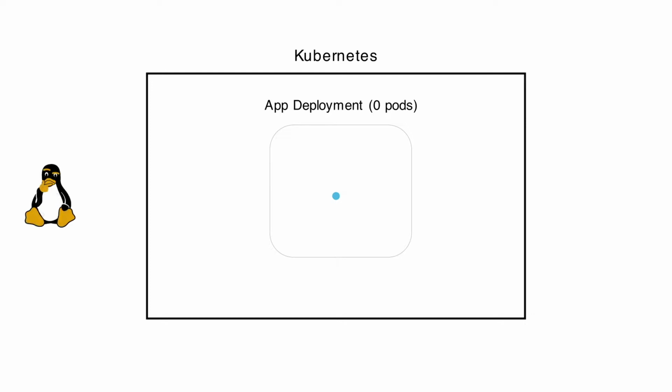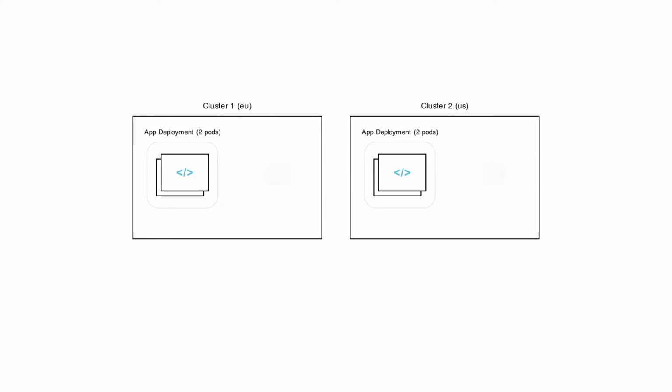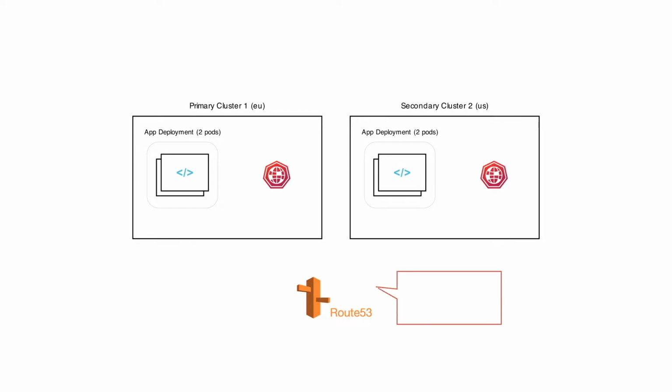The k8gb operator only makes sense in multi-cluster environments, so let's spin up a new cluster. Using a Helm chart, install the k8gb operator in it, and last but not least, configure k8gb to use the HDNS server. In our example, it's going to be using Route 53, which is the default DNS solution for AWS.